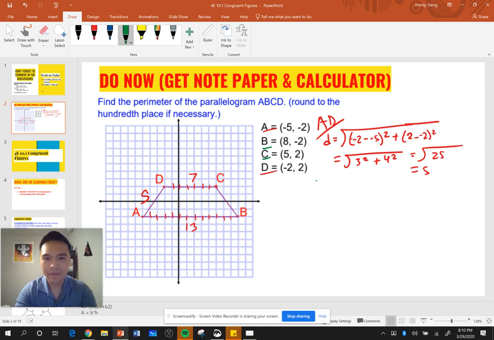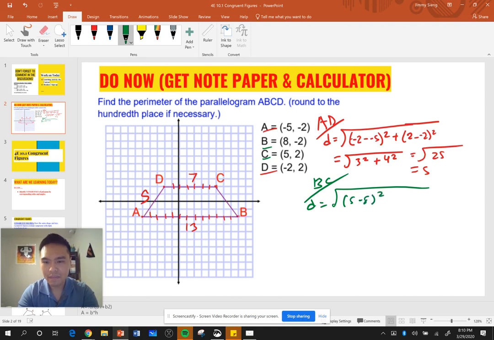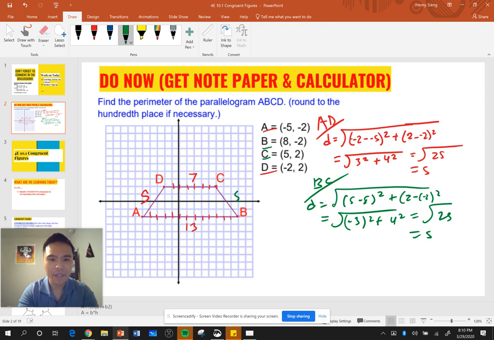Let's double check with, let's say, B to C. I don't know exactly if it's going to be the same, but let's just double check, right? So I got (5 minus 8) squared plus (2 minus -2) squared. That's the same thing as saying (-3) squared plus 4 squared, which looks like the square root of 25. So that also is 5, okay? So those are the same. Those are congruent to each other.